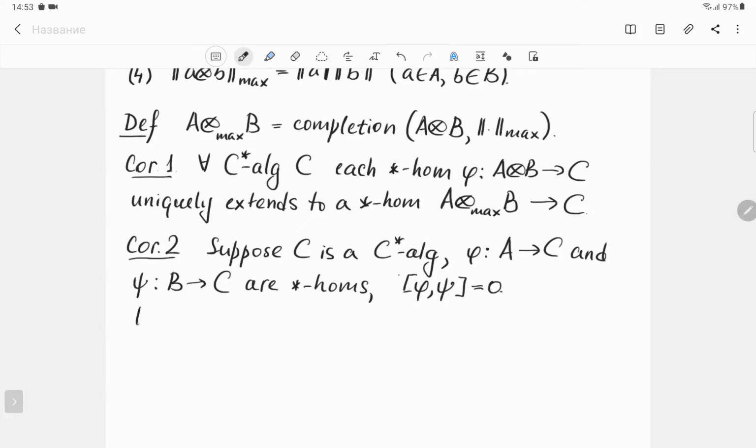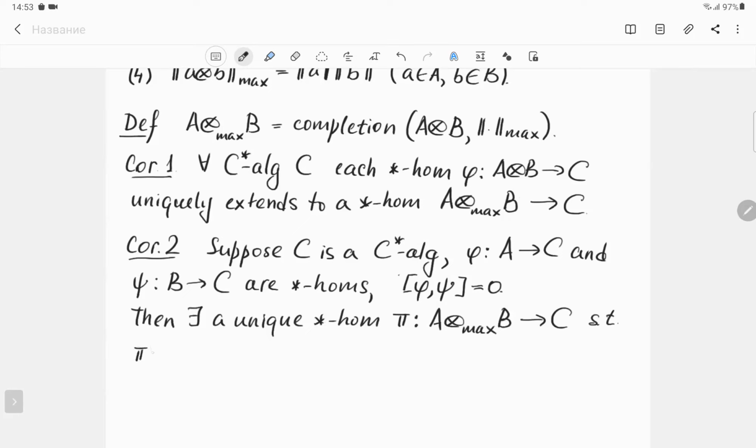I claim that in this case, there exists a unique star homomorphism, denoted by pi, from the maximal tensor product of A and B to C, such that pi takes each elementary tensor a tensor b to the product of phi of a and psi of b.